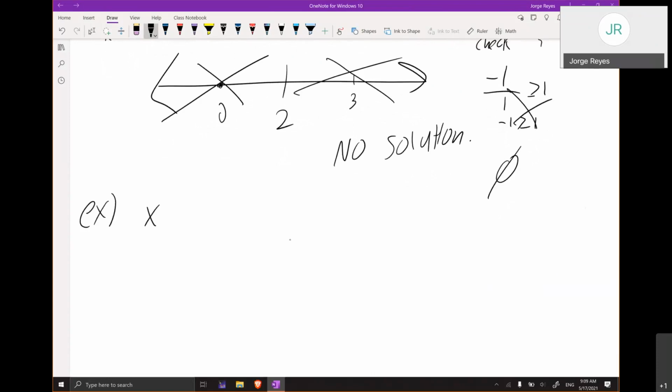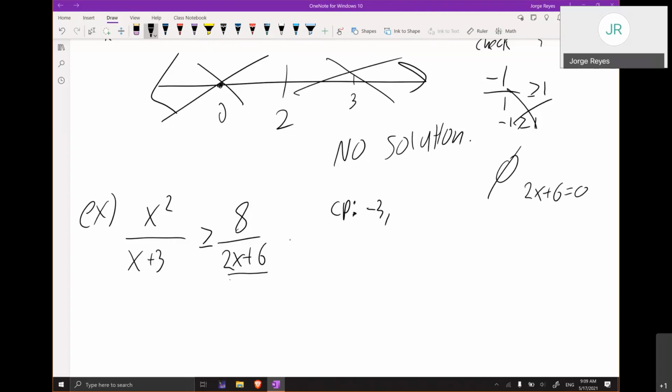Here we're gonna get a little more fancy. And so again, automatically we have some critical points. And it's going to be negative 3. And then from here, I'm just going to, off to the side, figure out what that critical point is. Okay, so the critical point is negative 3 again. Okay, that's funny.